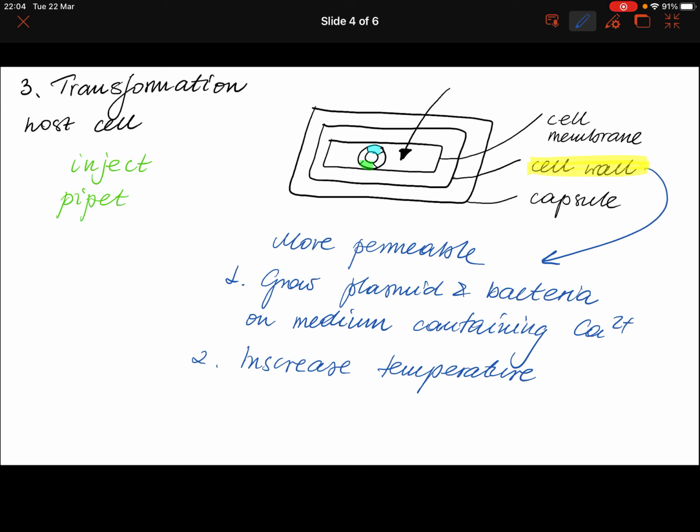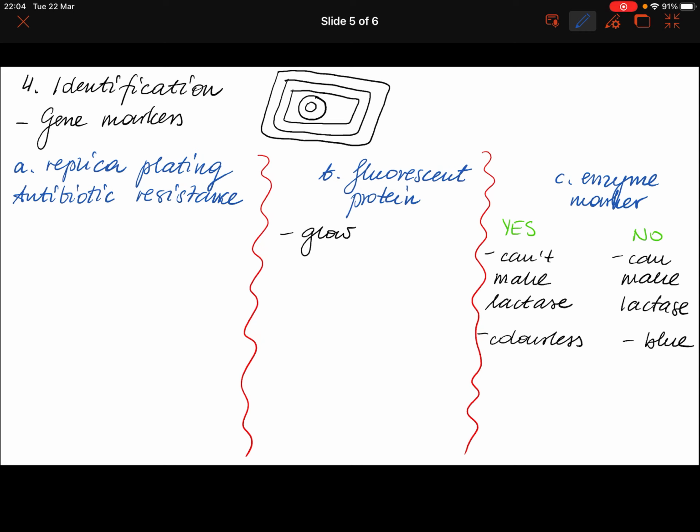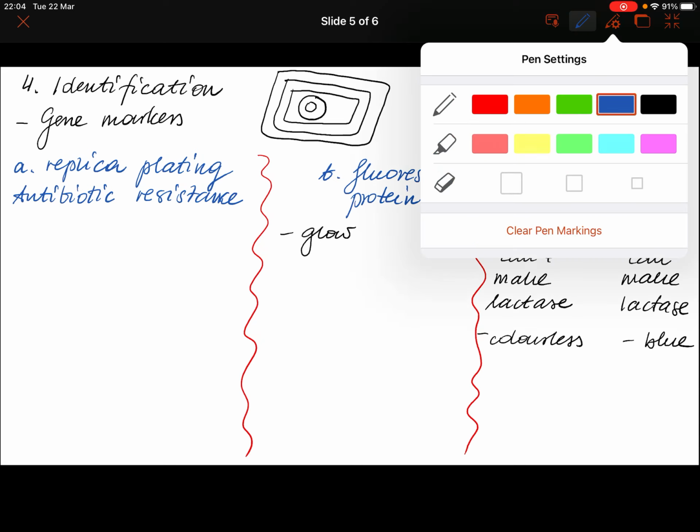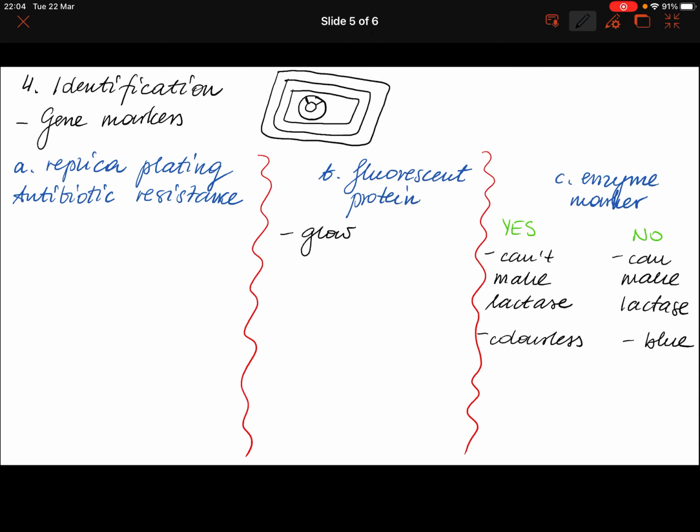Those two processes will make the cell wall more permeable so I can inject my plasmid. So obviously, as in all scientific mechanisms, I need to now check if this bacteria, my host cell, has taken up the plasmid. That leads us to the next process, which is identification.